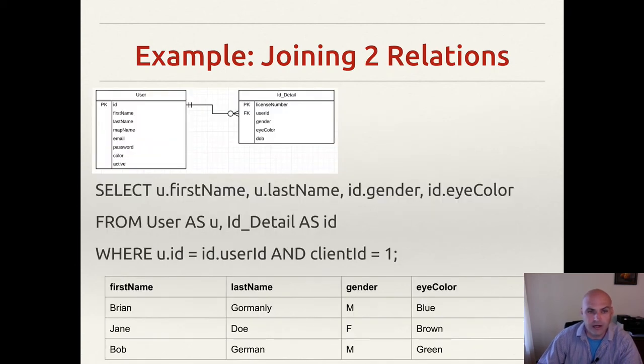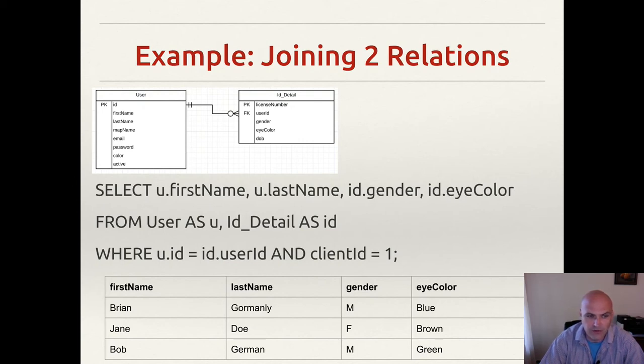All right, so let's look at our very first selection with two relations here. So we have select u.first_name. I'm going to get to the u dot in a moment, but as I talked about before, we're going to have new use for our AS keyword: u.last_name, id.gender, and id.eye_color.